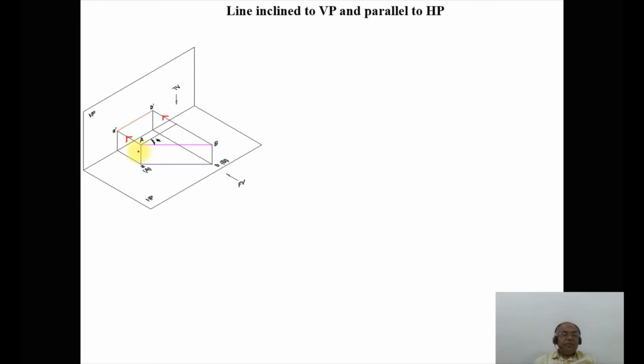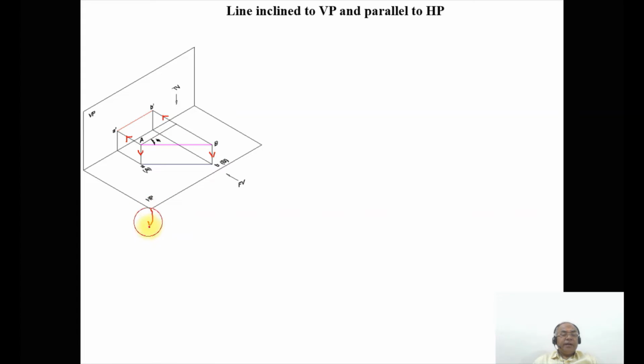And when you look from the top view, when it is projected, you are going to get that image on the horizontal plane, which is small a and small b. As we see the distance, A is in front of VP by some distance and B is in front of VP by some other distance. Therefore, the line is inclined to VP. The inclination made by the line with respect to the vertical plane is angle phi.